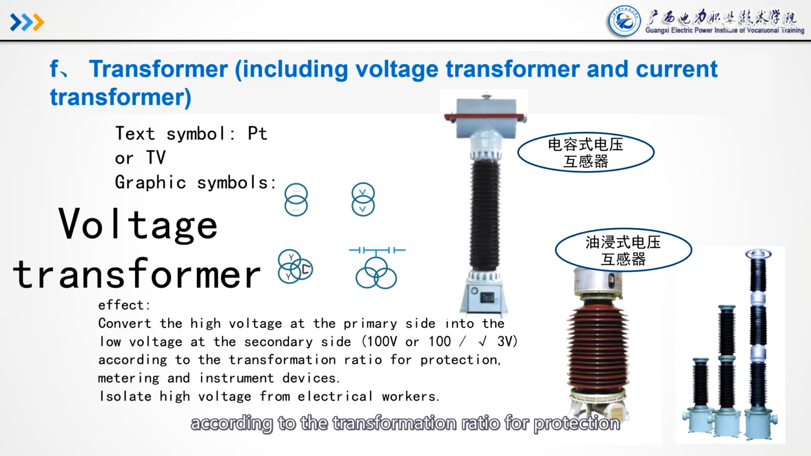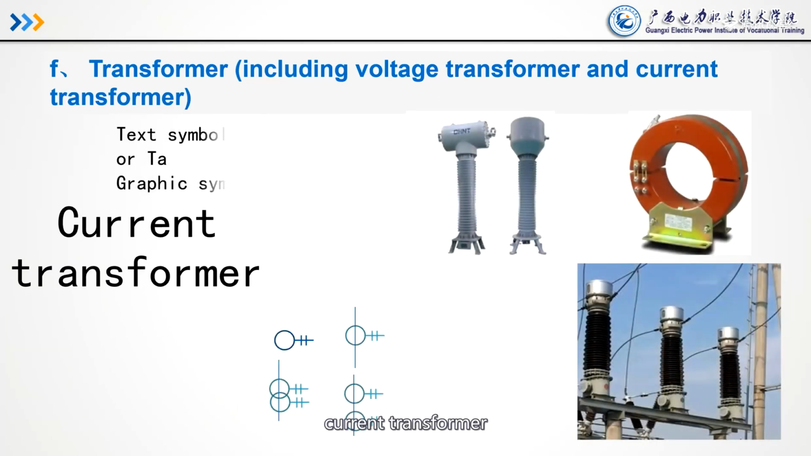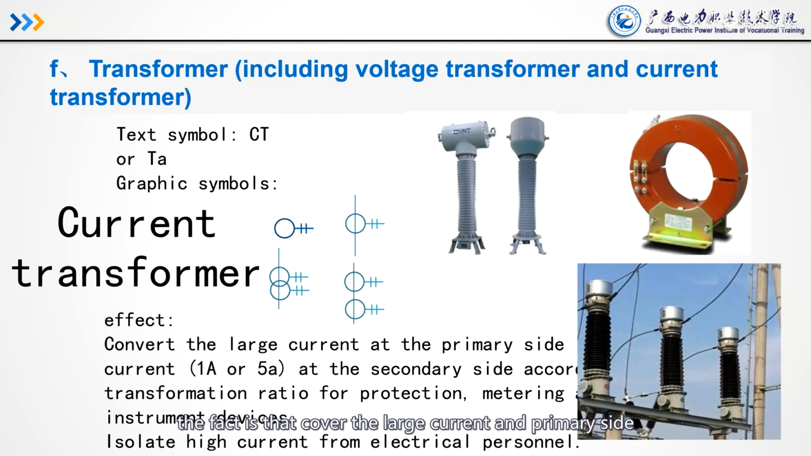According to the transformation ratio for protection, metering, and instrument devices, the voltage transformer isolates high voltage from electrical workers. The current transformer converts the large current at the primary side to a small current at the secondary side according to the transformation ratio for the protection, metering, and instrument devices, and isolates high current from electrical personnel.